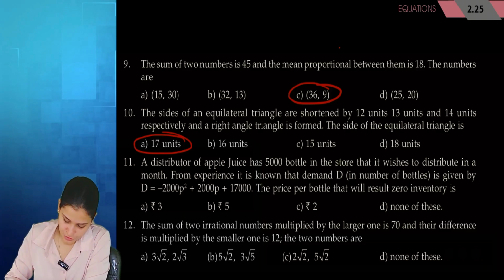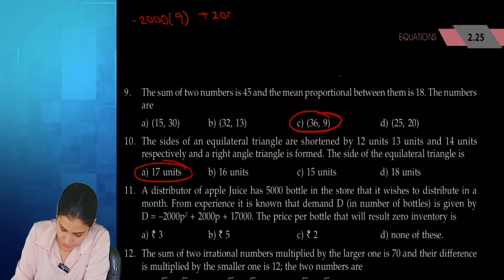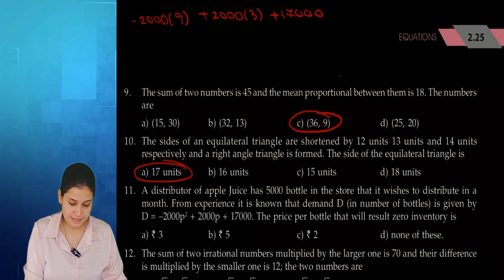Let's try and put 3 first. Minus 2000 P square, that is 3 square 9, plus 2000 into 3 plus 17,000. Try. Minus 18,000 plus 6,000 plus 17,000.